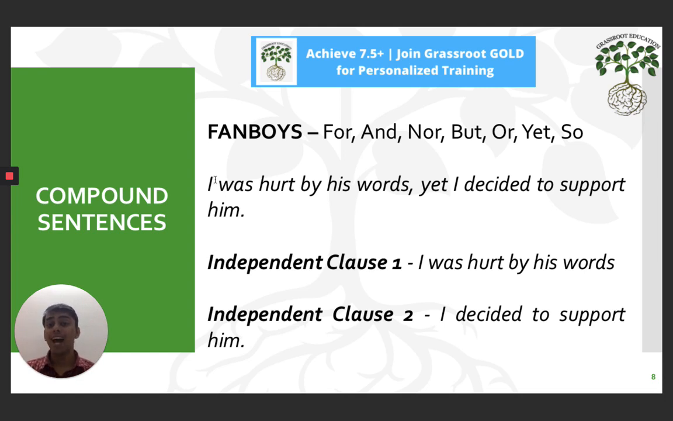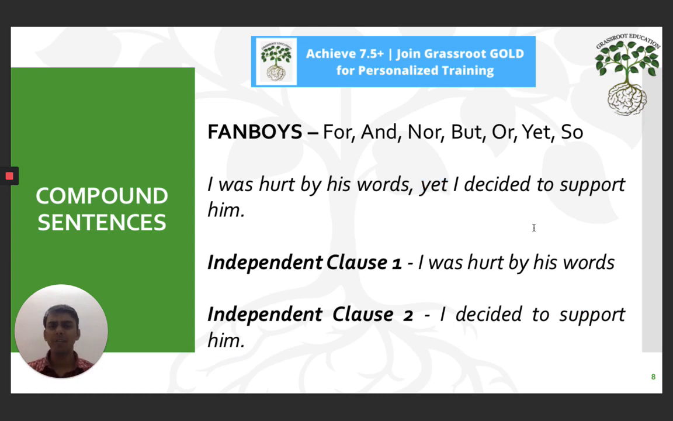Okay, look at this. I was hurt by his words, yet I decided to support him. Look at the first independent clause. I was hurt by his words. This can be one clause independent. I decided to support him. This can also exist independently. Two independent clauses coming together by the conjunction yet. Compound sentence. There you go.